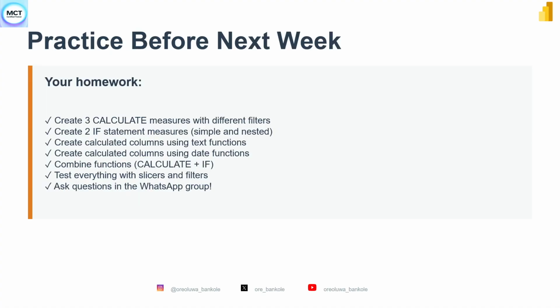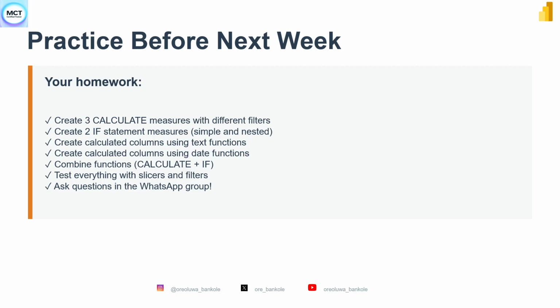Now, this is what we are going to be doing as an assignment. I want you to create 3 calculate measures with different filters. Remember that calculate means we are performing aggregate, but with different what? With different filters in it, isn't it? So I want you to create 3 unique to yourself with calculate. I also want you to create 2 with if. One will be a simple if, the other will be a nested if. Then I want you to create a calculated column using text function. You can use the same one we did in class.